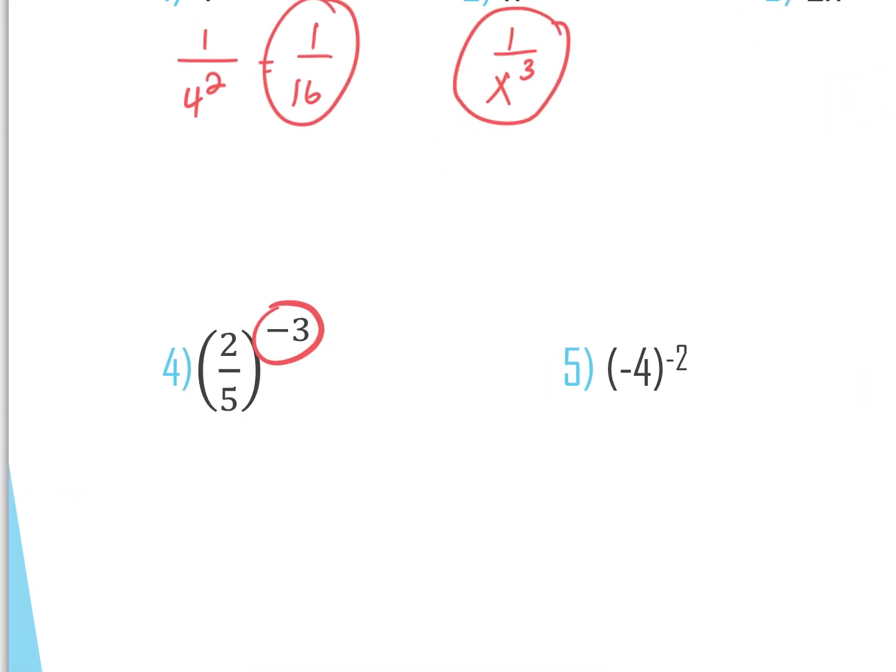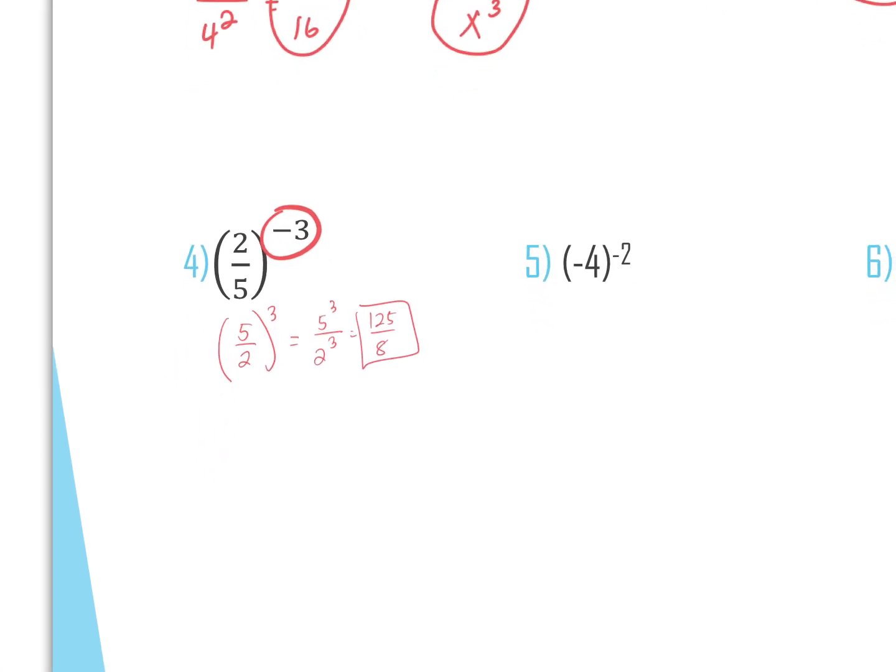But one of the rules that you can do is when you have a fraction raised to a negative power, you could flip the fraction and then the negative power becomes a positive power. So you flip the fraction, nothing in the fraction changes, you just flip it, but the exponent becomes positive, and now you have 5 to the third power over 2 to the third power, which is 125 over 8, and that's the answer. Now, what if I didn't do that, right?